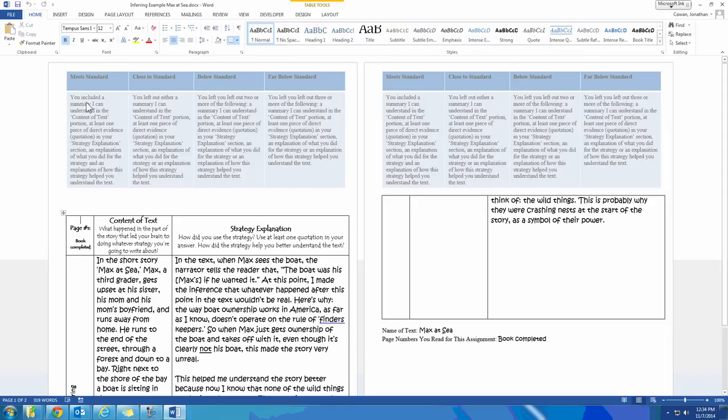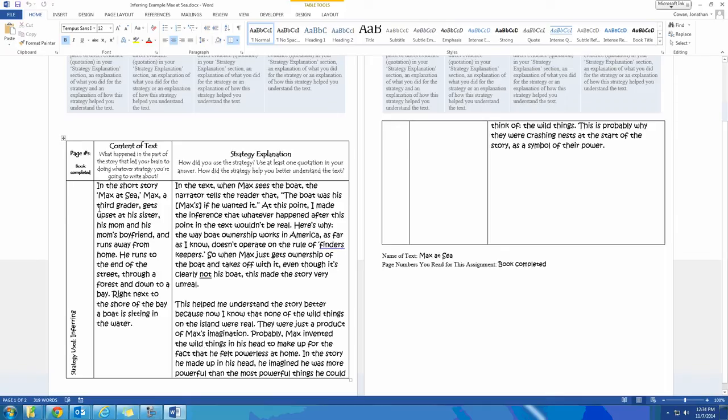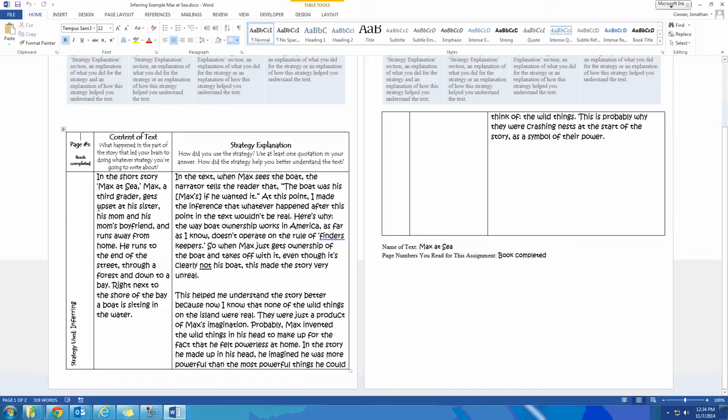So to meet standard, you need to include a summary that I can understand. You need to have one piece of direct text evidence and an explanation of what you did for the strategy. You also need to explain how did that strategy help you understand the text. So here's my summary. And remember, my summary always relates directly to the strategy. The summary is not random. The summary is not about the whole book at this point. The summary is just about the part of the story that led you to make the inference.